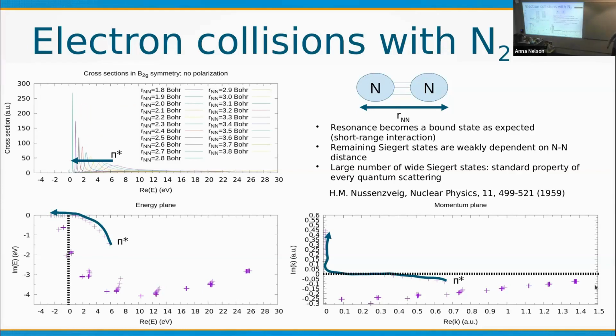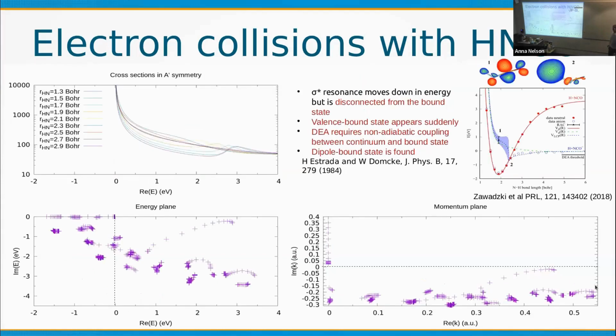Okay, very simple. There's nothing new to be learned. There's also some large number of these very wide states, which are describing the continuum. Very well known. Okay, so now we have electron collisions with HNCO. We also see a resonance at around 3 electron volts at the equilibrium geometry.